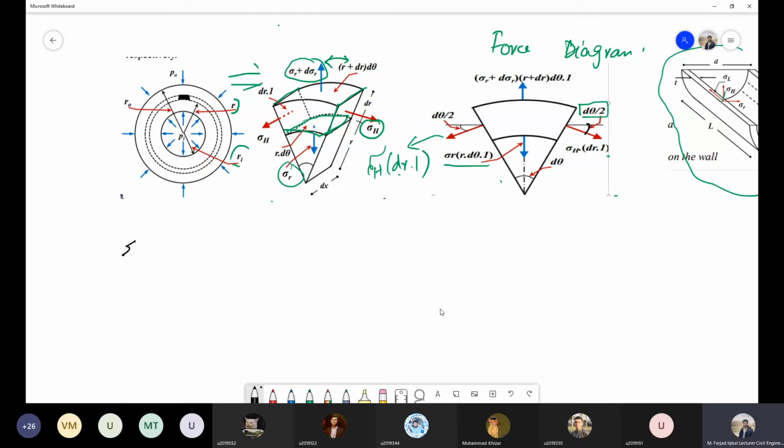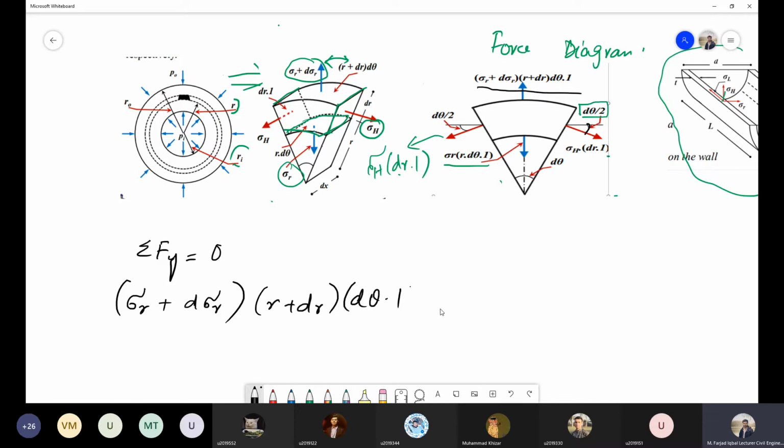Let's now, if you have understood this figure, then the rest of the derivation is quite simple. It's just simply the simplification of the force equation or equilibrium equation. Now let's say we take sigma Fy equal to 0 for this force diagram. Now how many forces do I have in the y direction? One force is this one, and that will be (sigma r plus d sigma r) into (r plus dr) into d theta dot 1. The other force is in this downward direction, that is minus sigma r dot r d theta.